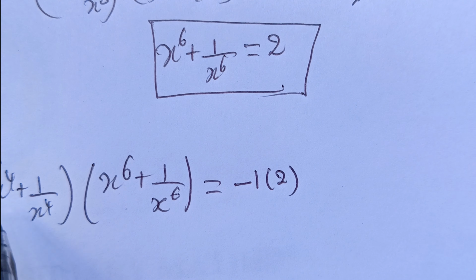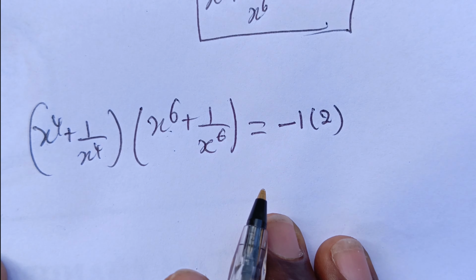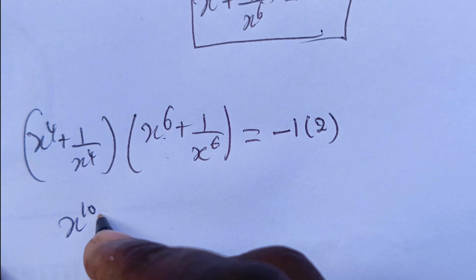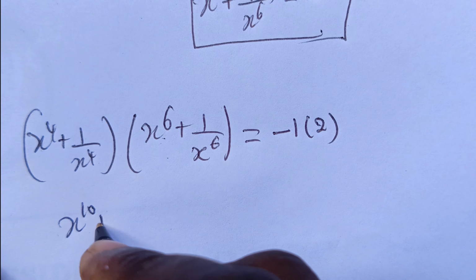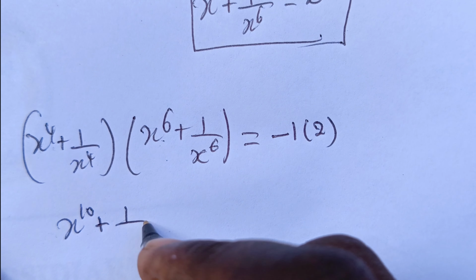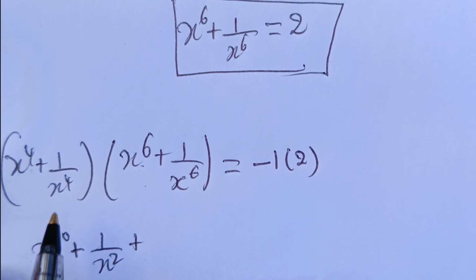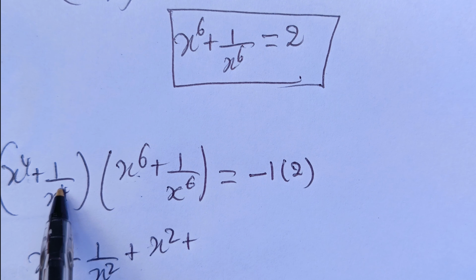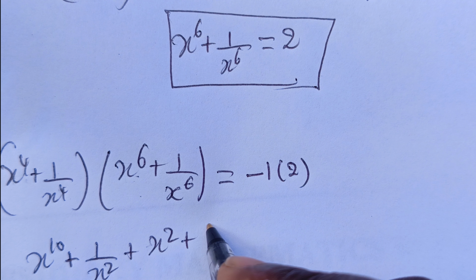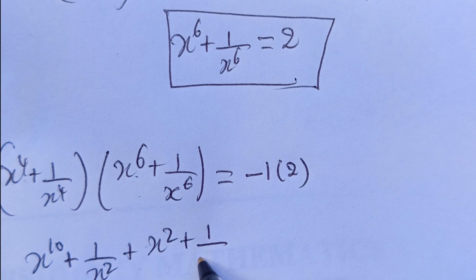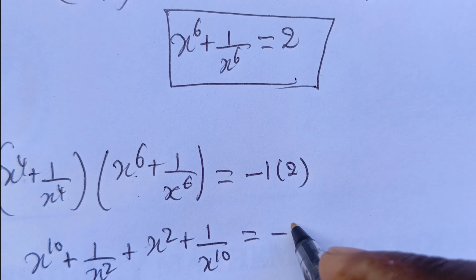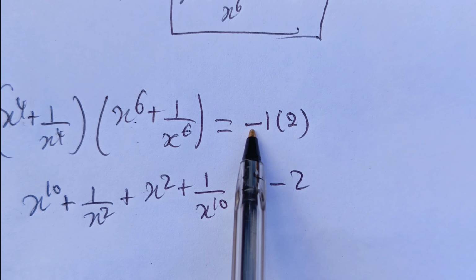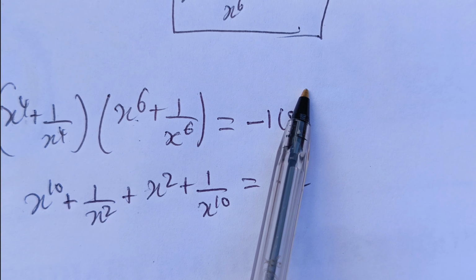This will lead us to this, and this and this is x^10 plus this times this here is 1 over x^2 plus this, and this will be x^2 plus this times this will be 1 over x^10, and this is minus 2 because minus 1 times 2, that is minus 2.